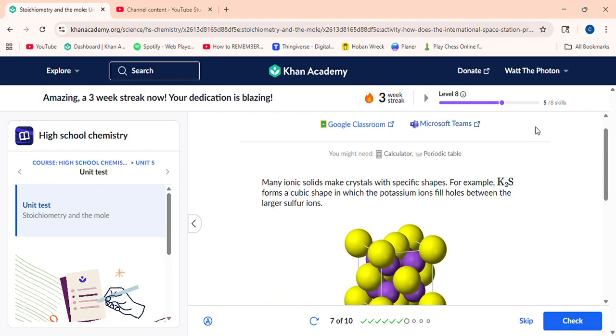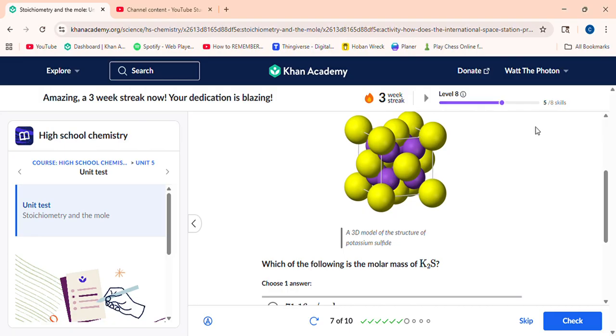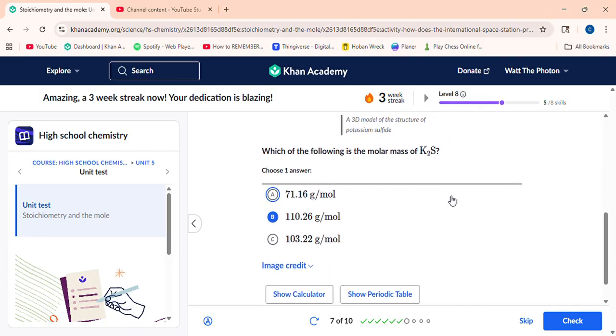Potassium. Yeah, that sounds right. Maybe they just added potassium and sulfur, and then I get 103. Probably did two sulfurs and not 2 potassiums.